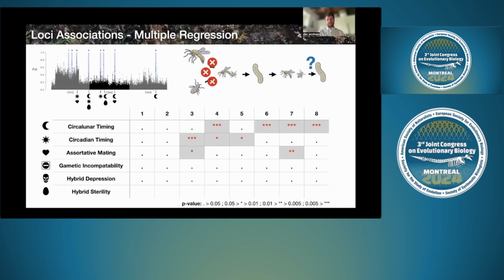But the thing we couldn't test for in the lab was hybrid sterility, because we didn't have any hybrid individuals. In the field, as we saw in the graph in the beginning, we did catch a number of hybrid individuals. When we associated genotype with the number of eggs a female would produce, we found that there are two loci which were significantly associated with hybrid sterility, where the female, if she was heterozygous, would produce significantly fewer eggs.